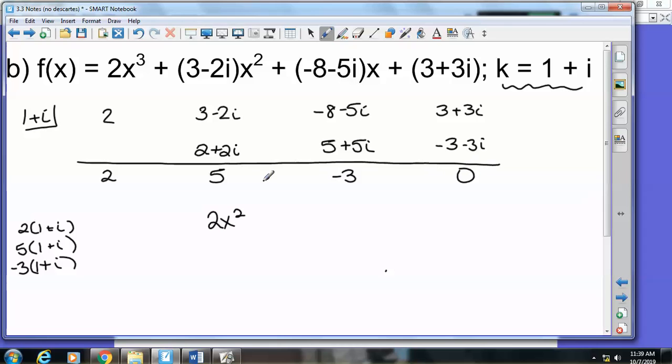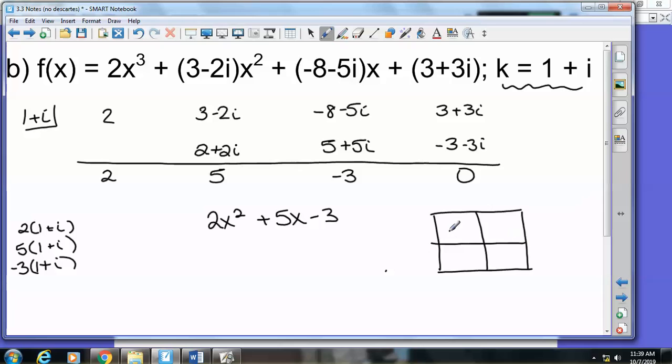Right now this is a, remember that's your remainder, your constant, x and x squared. So we have 2x squared plus 5x minus 3. Set up your box method. Multiply negative 6. Add to positive 5 would be positive 6. So we get x plus 3, 2x minus 1.